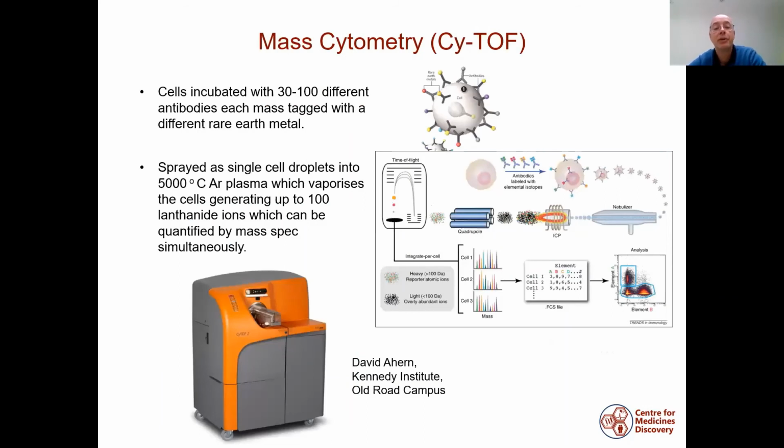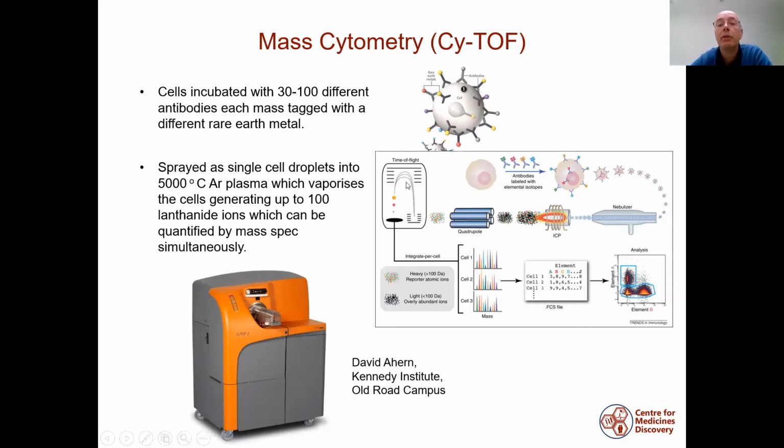So in mass cytometry, the principle is really very, very similar. What you do is, instead of using fluorescently labeled antibodies, you use mass tagged antibodies. So you can have up to 100 different antibodies which are tagged with a rare earth metal. So these are lanthanides. There are roughly 100 lanthanides in the periodic table, and they can all be used as individual mass tags. So the signal from each different lanthanide will indicate the presence of a specific antibody.